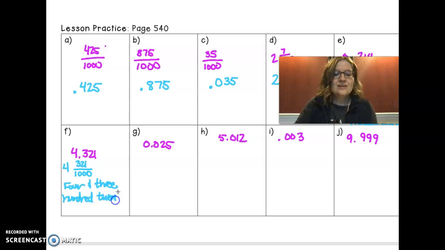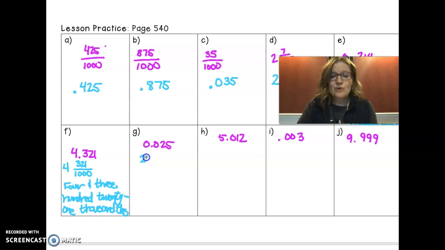321. Now it's interesting because we still use the word hundred, but it's not meant in the same way as how we are. Anyway, 321, and then this is the kicker. We have 321 thousandths. In this situation, that 0, don't let that mess you up.